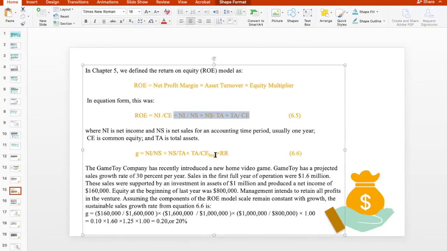So the most important part here, if we focus on this growth rate formula, we can clearly see that there are two principal components. The first one is composed by the first two elements: the net income divided by the net sales times the net sales divided by total assets. So for this first component, we are solely using parameters that are related with the operating activities of the firm.